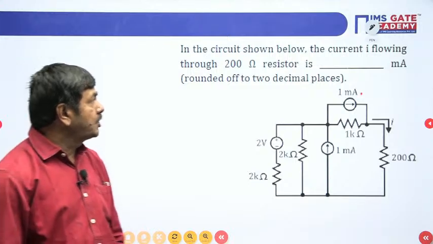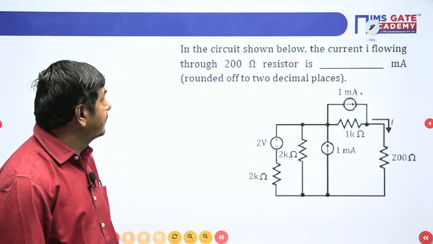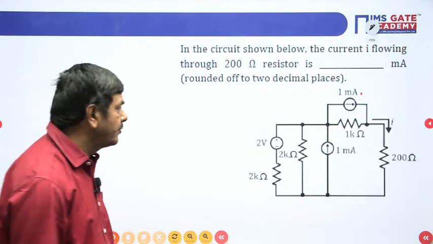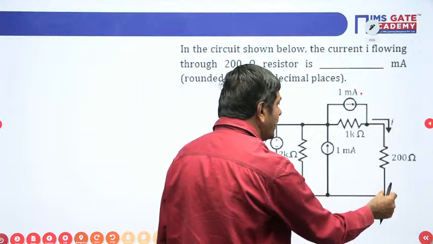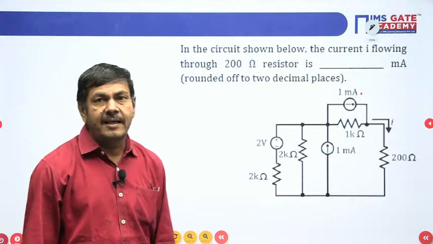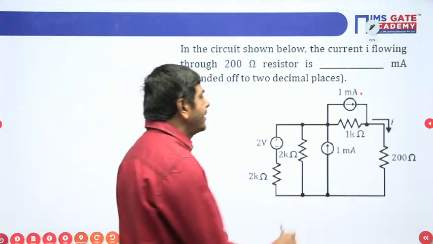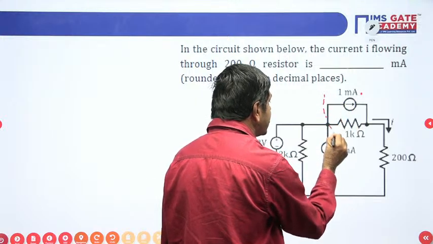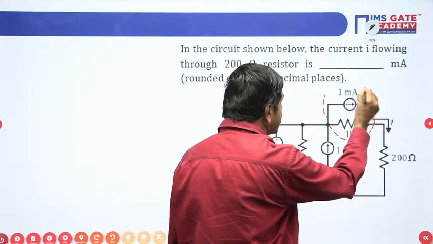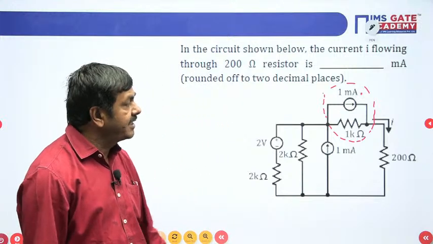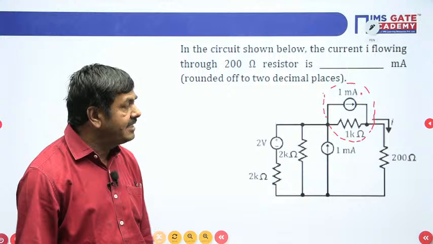In the circuit shown below, the current I flowing through the 200 ohm resistor is dash milliampere. It is asking to find the current passing through this 200 ohm resistor. If you wish to find the current I, the current source transformation is better now. Here the current source is connected parallel to one resistor. By using the source transformation, we can simplify these networks. Then we can easily get the answer.